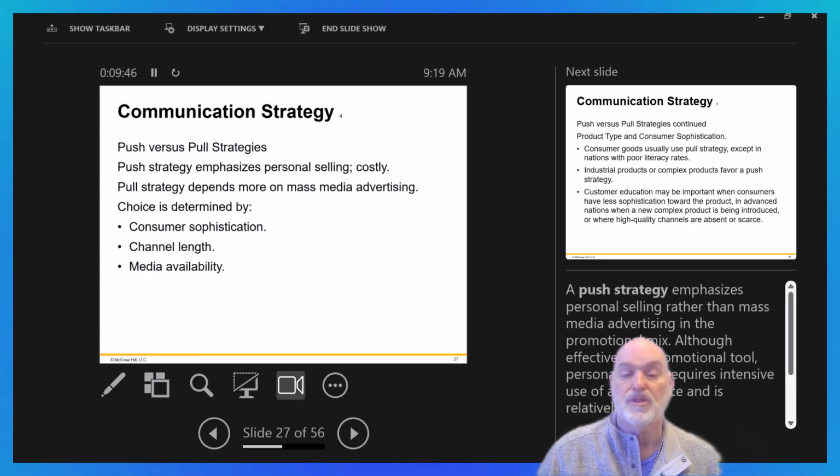Push versus pull strategies. Push strategy emphasizes personal selling, which is costly. Pull strategy depends more on mass media advertising. Choice is determined by consumer sophistication, channel length, and media availability.